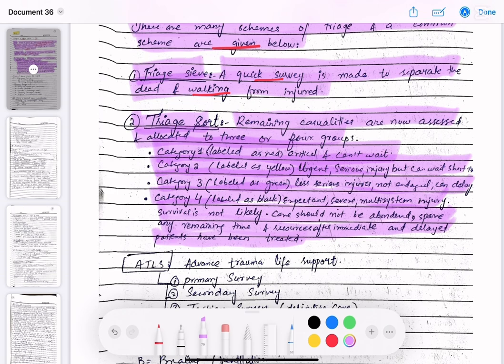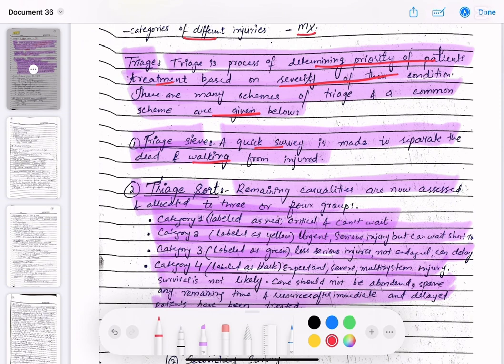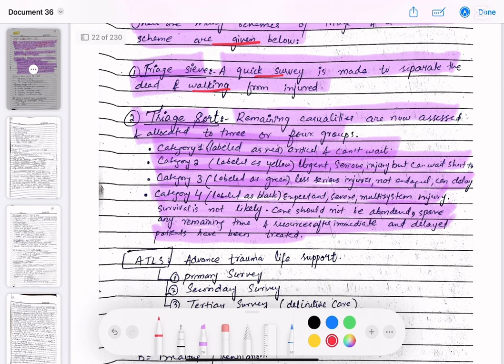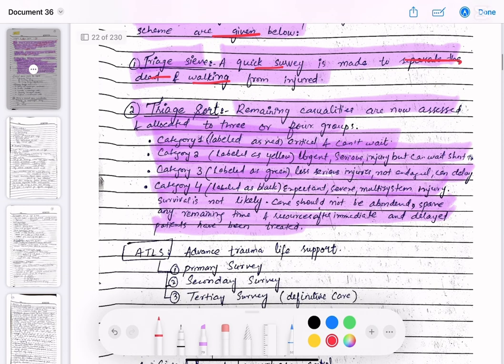So this was the distribution. We are having triage, the process of determining the priority of patient's treatment based on severity of the condition. Then we have the triage sieve, a quick survey made to separate the dead and walking from injured. Then we have the triage sort, in which the remaining casualties are assessed and allocated to 3 or 4 groups. Category 1 is red, the critical patients who can't wait. Category 2 is yellow, with urgent serious injuries, but they can wait a short time. In category 3, we have green patients, who have less serious injuries, are not in danger, and can be delayed.